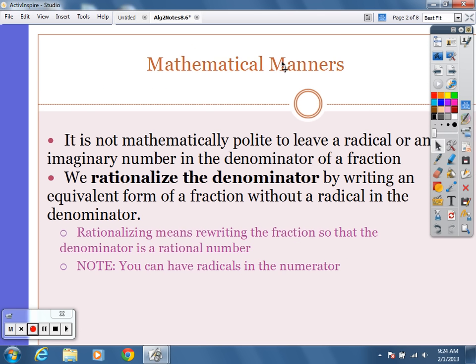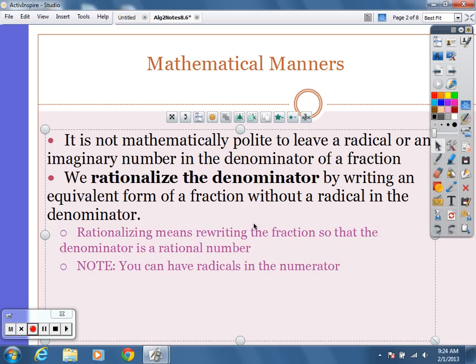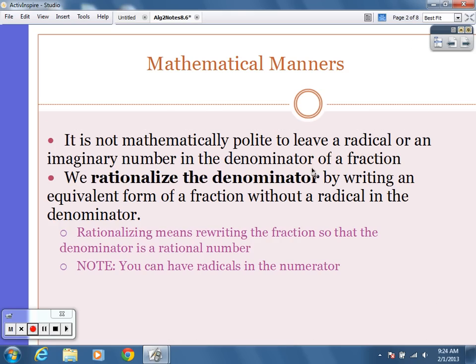Let's talk for a minute about mathematical manners. It is not mathematically polite to leave a radical or an imaginary number in the denominator of a fraction. We talked about the imaginary numbers in the denominator of fractions first semester. We just don't do it. We need to get it out of there. The same is true with radicals. So we're trying to get any radical, not just square roots, but we deal with square roots a lot, out from underneath of the fraction.